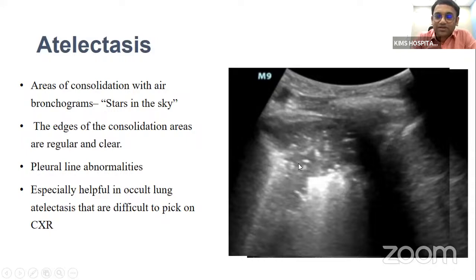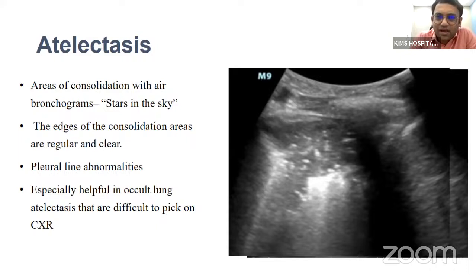In contrast to the consolidation in pneumonia, there will be regular and clear edges. You might have seen in the previous case there were irregular edges. Here we can see areas with regular edges, and they appear as stars because of the air bronchograms. Pleural line abnormalities can happen here also. In this way, we can identify atelectasis. Small atelectasis that usually happens might not get picked up on X-rays. So in this way, we can identify atelectasis and provide optimal PEEP and chest physiotherapy so we can open these small lung areas, and the baby can improve.